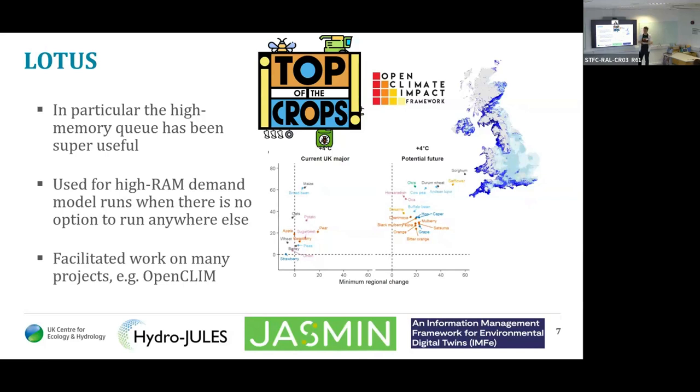Being able to use the high memory queue, which I've not yet found a limit for, has been very useful. We were trying to do this over a 1 kilometer grid over the UK for several hundred crops, for 100 years of daily data, and another couple of axes of variation on there. So the amount of fundamental crunching that has to be done got almost out of hand, but I've just been saved today on this occasion. I think that is all the slides I have.